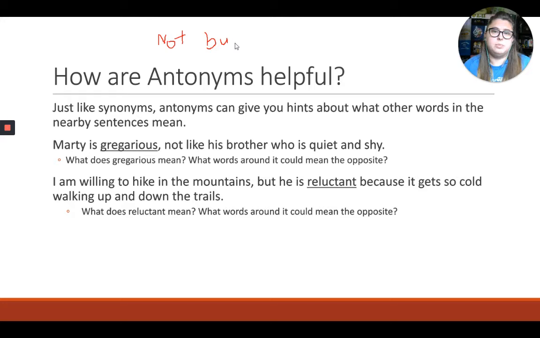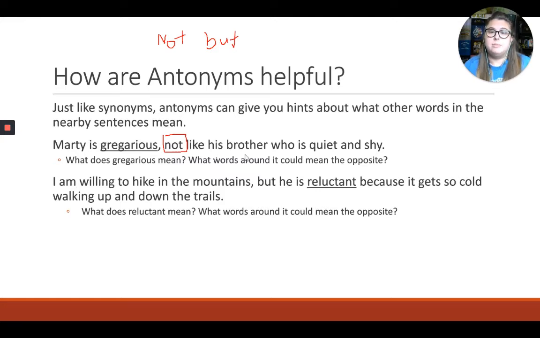Not and but are both really good signal words to show us that something is different from one another. So when I look at my first sentence here, Marty is gregarious, not like his brother who is quiet and shy. I need to figure out what gregarious means. So when I read this sentence, the first thing that stands out to me is this word not. I know that when I read not, it means that whatever follows is different than whatever came before it. So since I'm dealing with two people, Marty and his brother, I know that they are not alike.